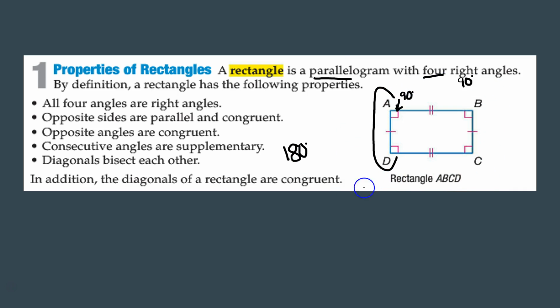So that's perfect. Then diagonals bisect each other. When I'm talking about diagonals, I'm just saying that they're going to cross. So here we have one, and more or less there, they're going to cross each other.